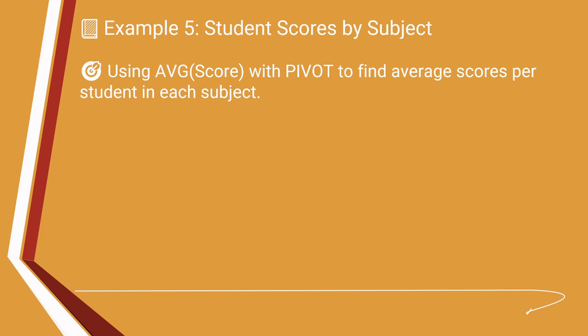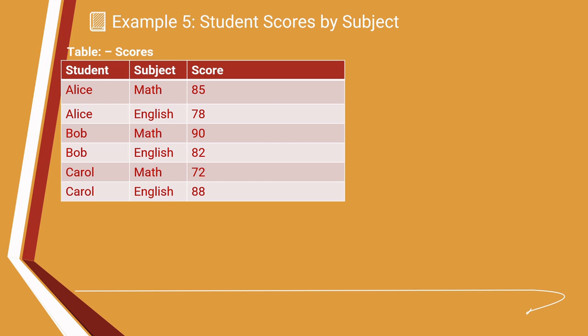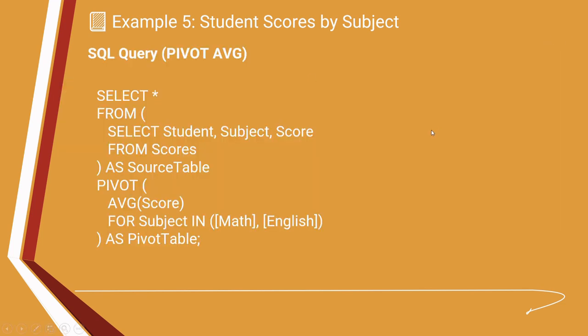Let us look at how to get student scores by subject using average function with SQL pivot. This is our scores table. It has student names, their subjects and the scores they achieved. This query pivots the subject column and calculates the average score for each subject per student.